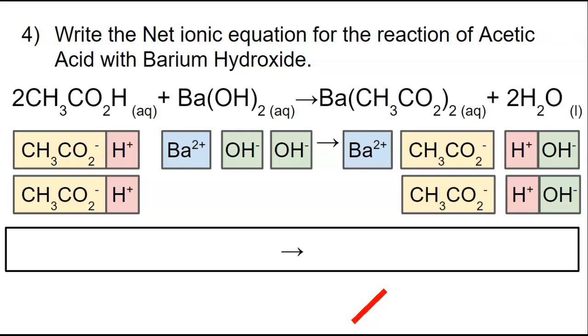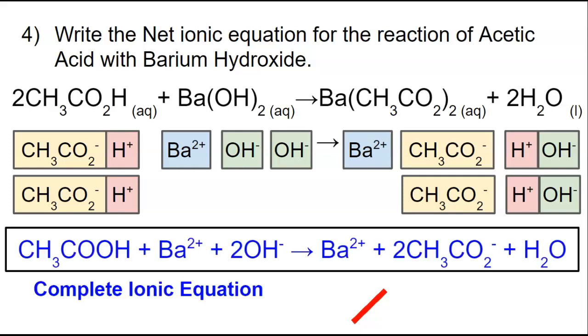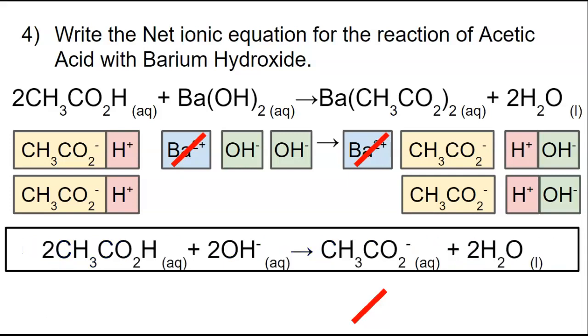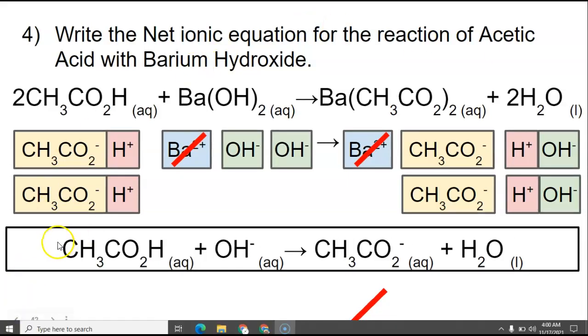All right, cancel things that can be canceled out on both sides. Here's the complete ionic equation. Then go ahead and cancel things that can be canceled on both sides. The only thing here is barium. And what you have left is your net ionic equation. Sorry, there was an error in the coefficients. Once again, this could be simplified. So this is the net ionic equation with the simplified coefficients.